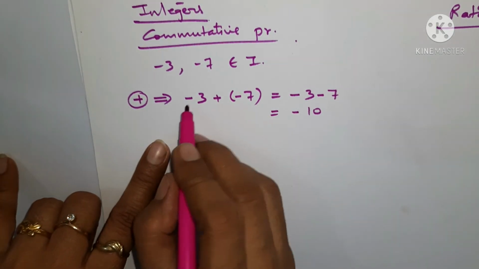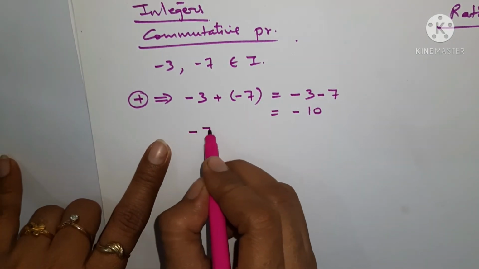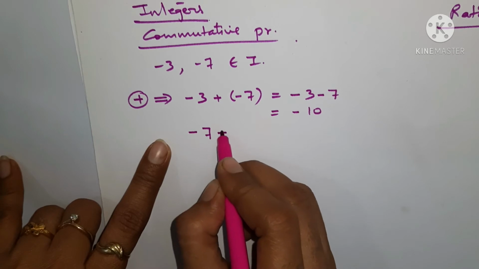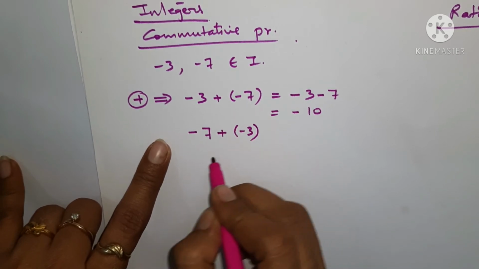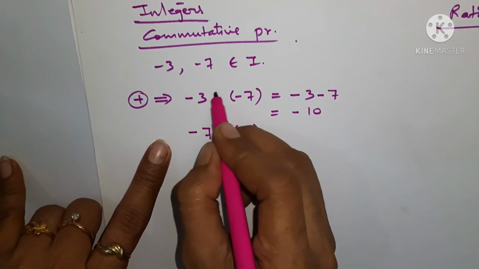Now let us change the position. अब इसको यहाँ करते हैं और इसको यहाँ करते हैं. कॉम्यूटेटिव प्रॉपर्टी का मतलब है कि हमें पोजीशन चेंज करनी है. तो हम पोजीशन चेंज करके देखते हैं. प्लस का ऑपरेशन चल रहा है. कौन सा ऑपरेशन चल रहा है?